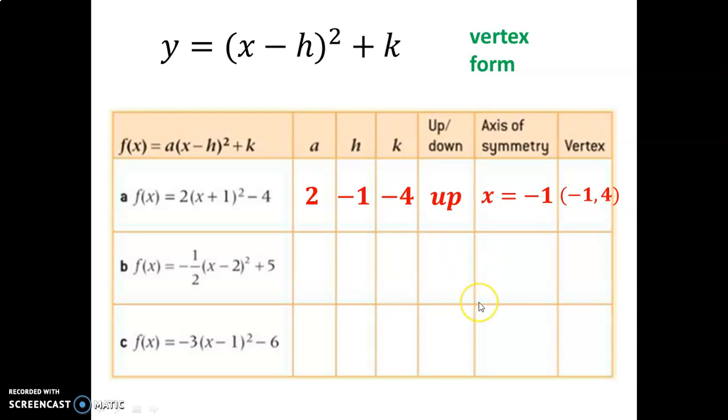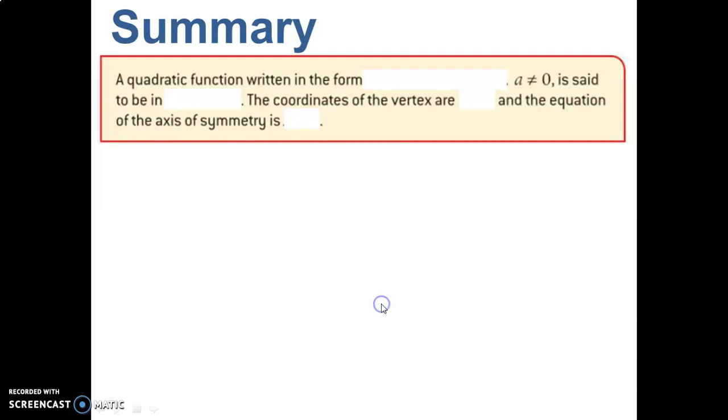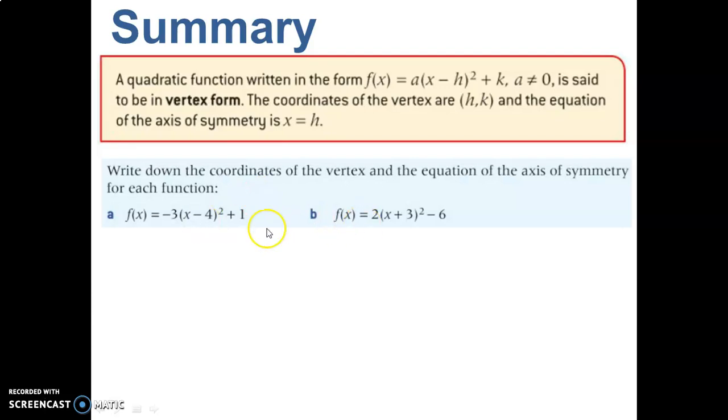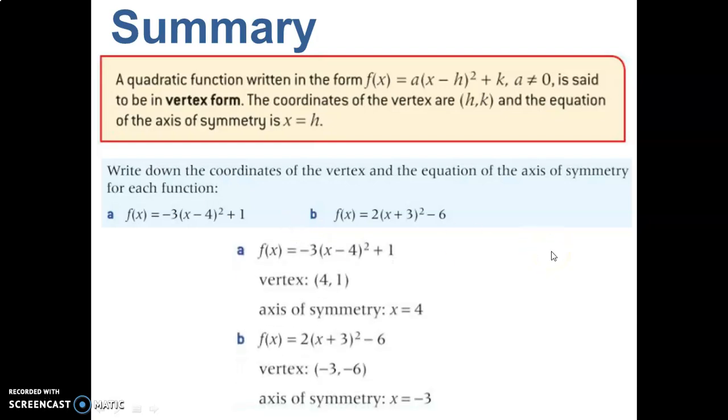Try the same thing for the second one. Okay, there's our a, h, and k, opens down, -a value. Axis of symmetry is the h value, which is 2, and vertex is hk, 2, 5. Try the last one. Okay, check your work here. Great, let's summarize. Quadratics in this form are called vertex form. Vertex is at hk, and the axis of symmetry has an equation of x equals h. So try these two problems here. You are to find the axis of symmetry and the vertex of each. And now check your work for both.